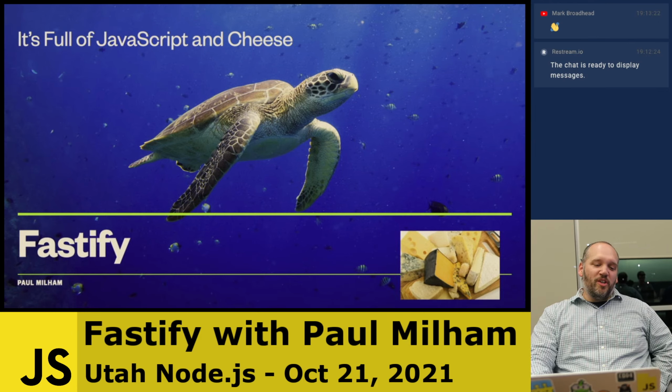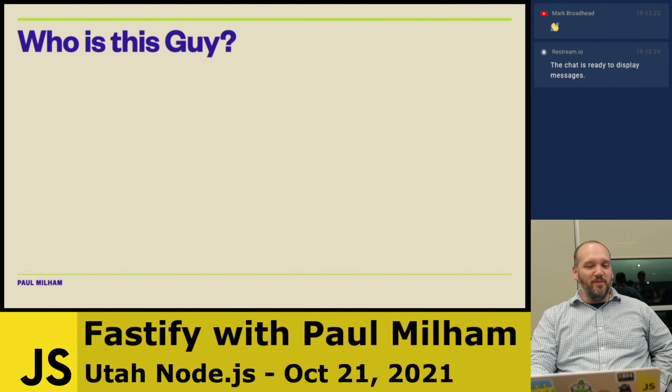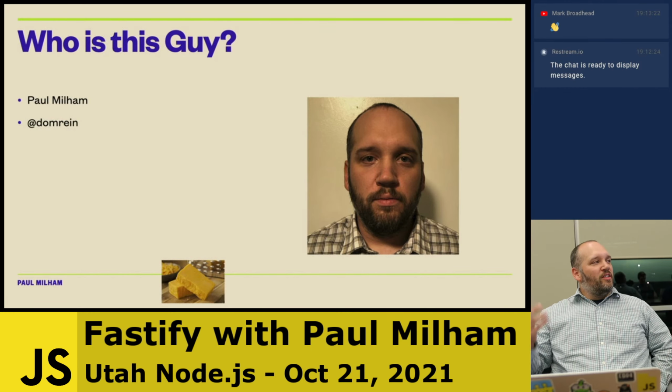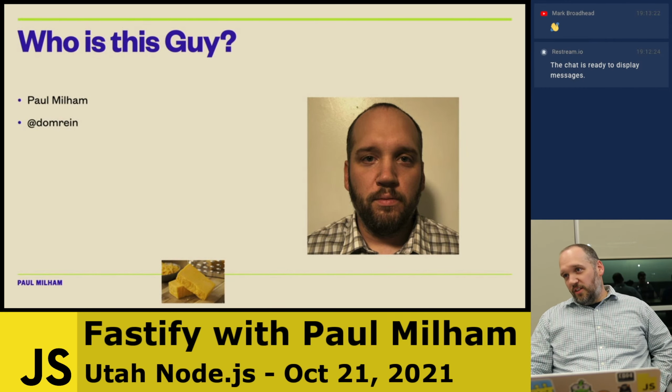So where do we get going? Okay, so we're talking about Fastify. Okay, bam. Did you see that? Okay. So who is this guy? All right, so here's a photo of me, if you haven't seen me. This is back when I was full of life. That's my name, Paul Milham. And, I forgot to say, there is a picture of cheese on every slide. So if you see them all, you get a prize. It's a slice of pizza.